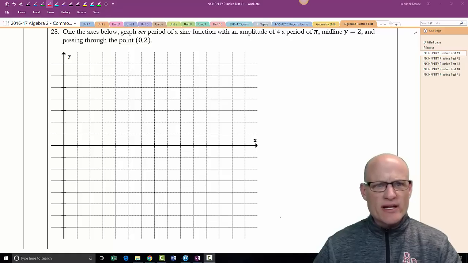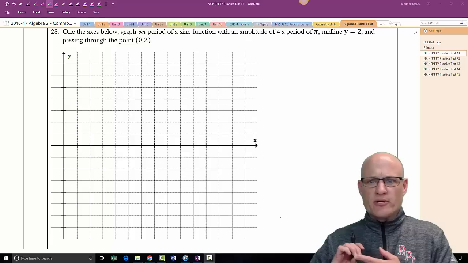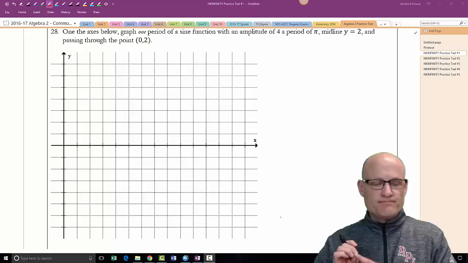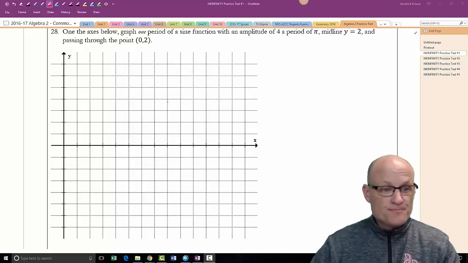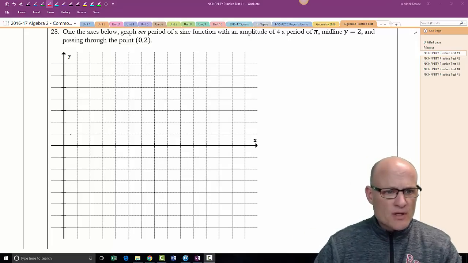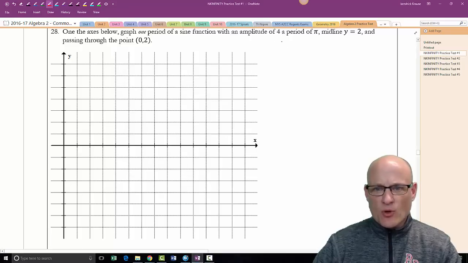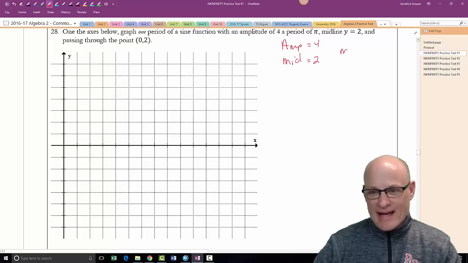All right, let's see what we got here. One period of amplitude 4, period of pi, midline of y equals 2, and passes through the point 0, 2. Okay, let's check this out. So I probably got to label these things. Let's see, what's my amplitude? So my amplitude is 4. And my midline equals 2. That means my max is going to equal 6, because it's always midline plus and minus the amplitude.